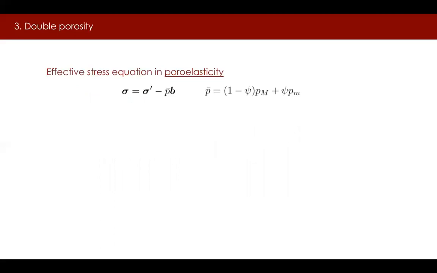In poroelasticity, the effective stress equation in a double porosity medium is shown in this slide, where sigma is the total Cauchy stress tensor. Sigma prime is the effective stress. P bar is the mean pore pressure, calculated from the pore pressures in the macropores and micropores, and weighted according to the pore fraction psi in the micropores. And B is the Biot tensor. From here on, we shall call sigma prime the Biot effective stress.